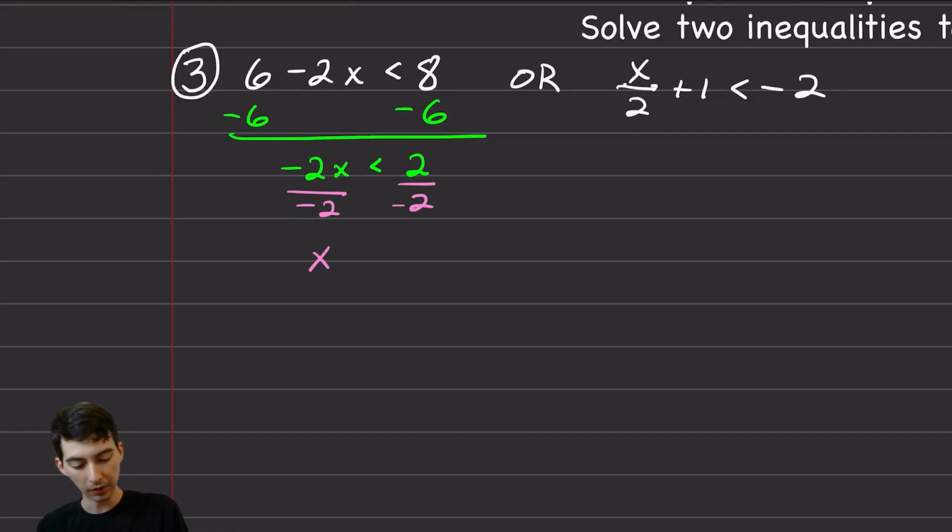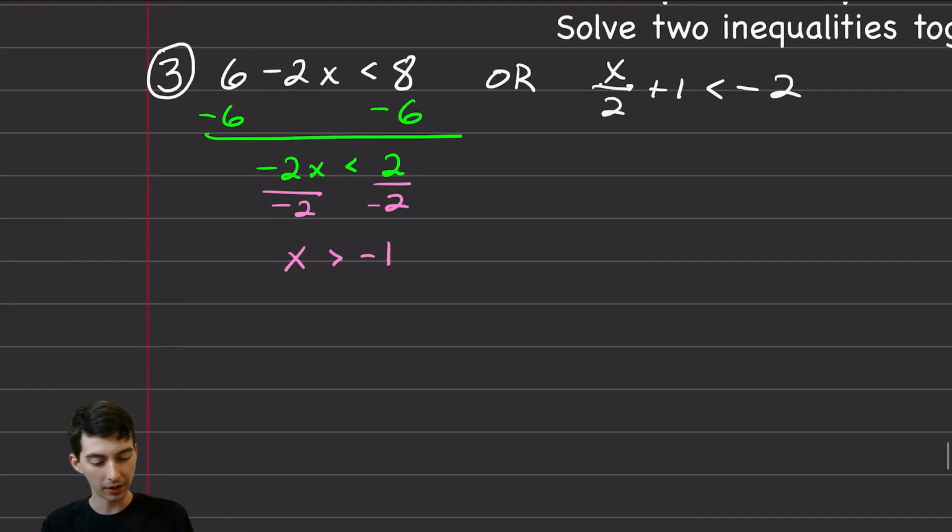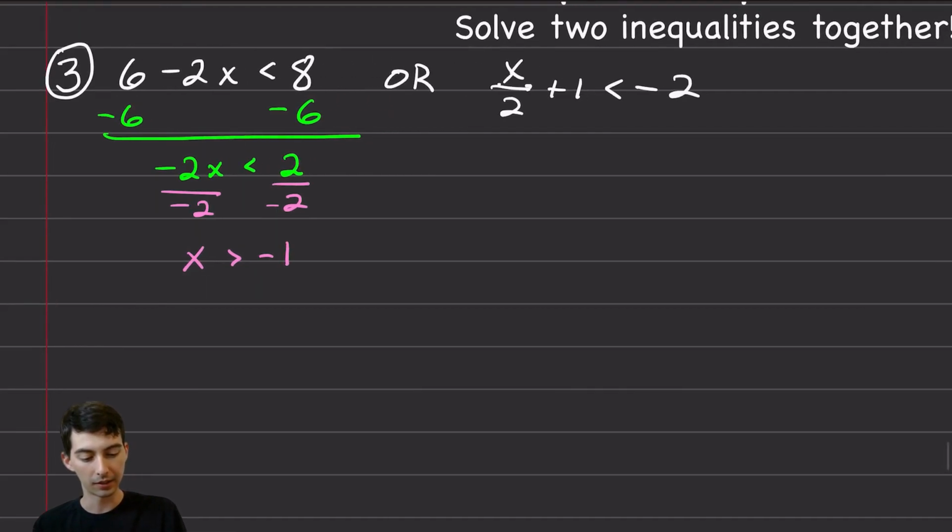And remember, I'm doing that really important thing where I divide by a negative. I need to flip that inequality. So now we get x is going to be greater than 2 divided by negative 2, which would get me negative 1. Okay, so we have that. Now let's go ahead and slide over and do this second half of my inequality.